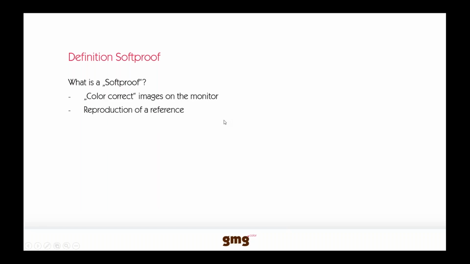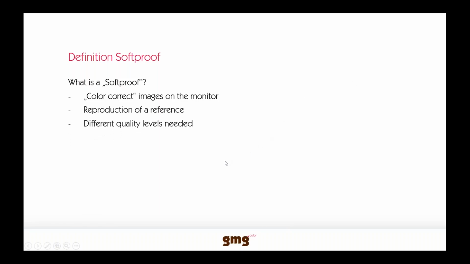The reference could be, of course, a print sample or a hard copy proof. So you want to display the same colors as on your print sample or hard copy proof on your monitor. But maybe also in an RGB workflow, where you do not have CMYK files yet, you want to show the correct RGB values of what is in your image from the camera originally. So you want to reproduce colors on your monitor regarding a specific reference.